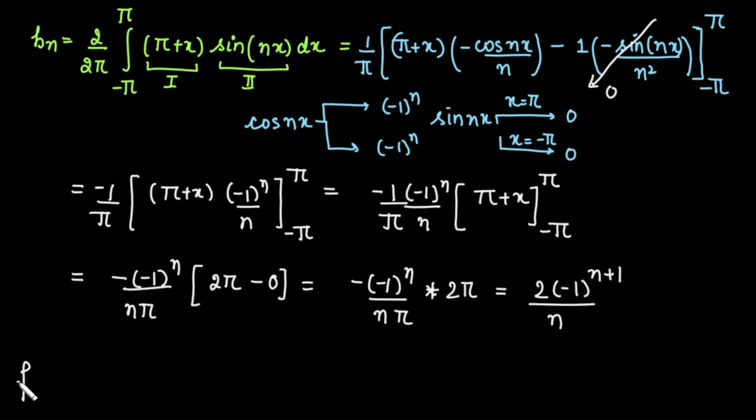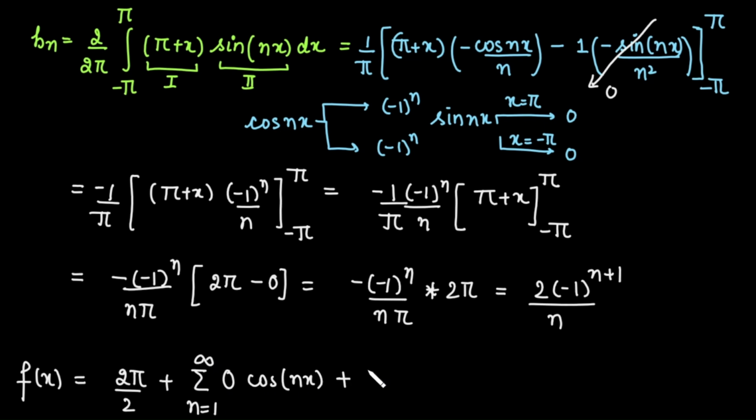Now the final Fourier series we have, the value of a naught in this case is 2 pi divided by 2, summation n from 1 to infinity, an is 0. So this term is multiplied by cos nx, plus summation n from 1 to infinity, the value of bn is this. So 2 upon n minus 1 raised to power n plus 1 sine of nx.